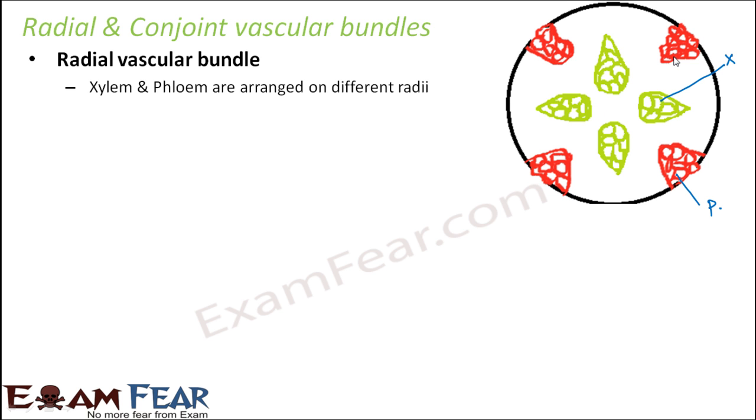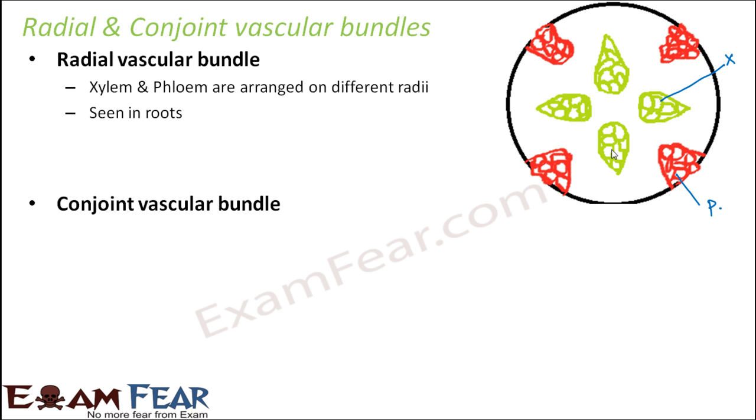So the xylem and phloem are arranged on different radii. Xylem is on this radius, phloem is on this radius. So this is called radial vascular bundle. So we can say that the xylem and phloem within a vascular bundle are arranged alternate to each other. So first a xylem, then a phloem, again xylem, phloem. So alternately they are arranged in the same vascular bundle. This type of arrangement is seen in roots.